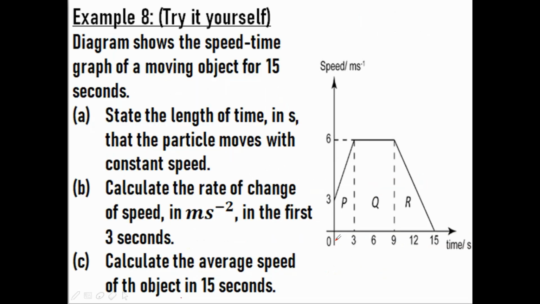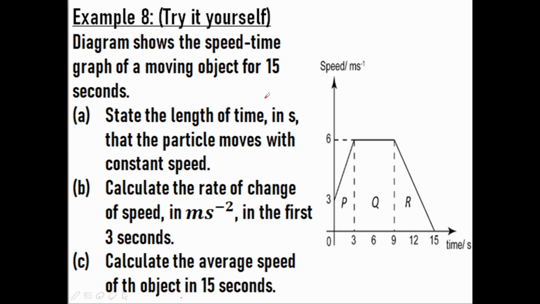Okay, so example 8. The diagram shows the speed against time graph of a moving object for 15 seconds. A: State the length of time in seconds that the particle moves with constant speed. B: Calculate the rate of change of speed in meters per second in the first 3 seconds. C: Calculate the average speed of the object in 15 seconds.